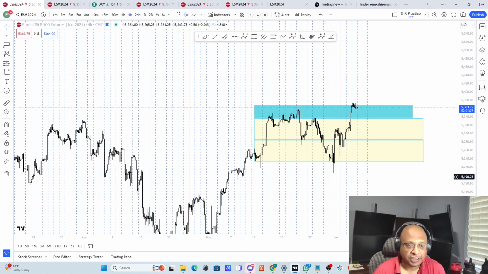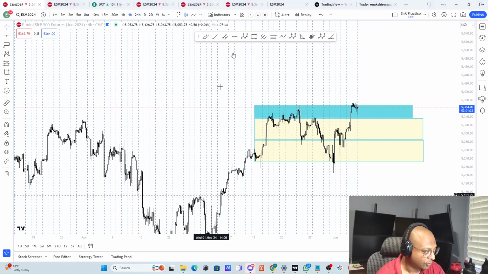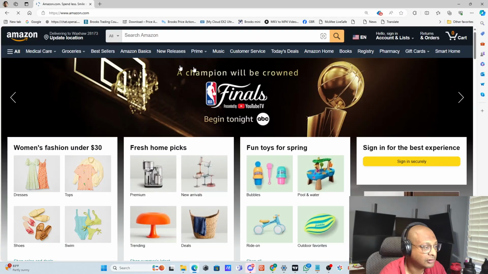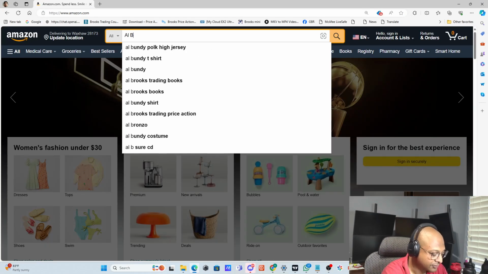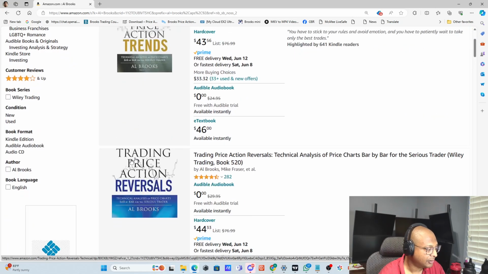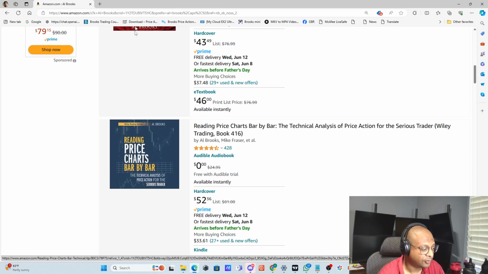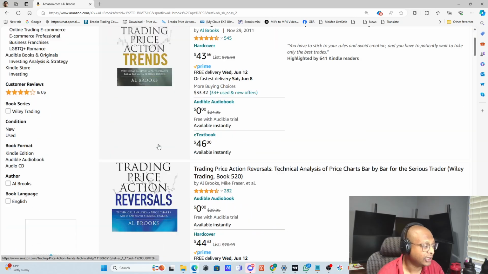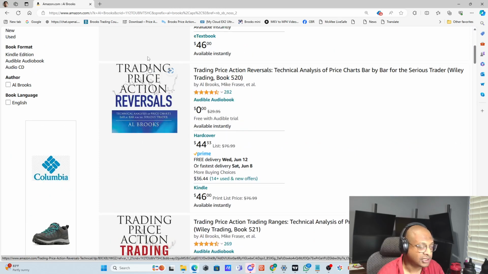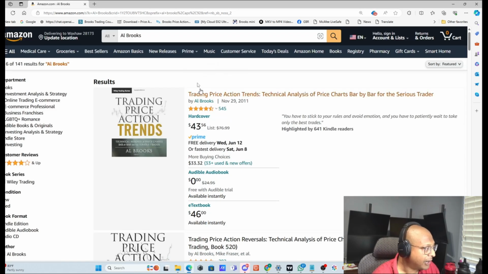What do you recommend we read? Okay, I will tell you. Go to Amazon.com. Look for Al Brooks. Book number 1, book number 2, book number 3, book number 4. These are the 4 books that you have to read. In the order of start with trends, go to trading ranges, then do reversals. Once you are done with all 3, then you read this book.